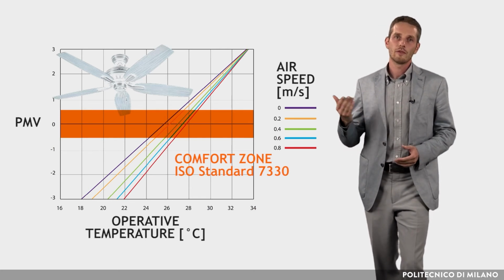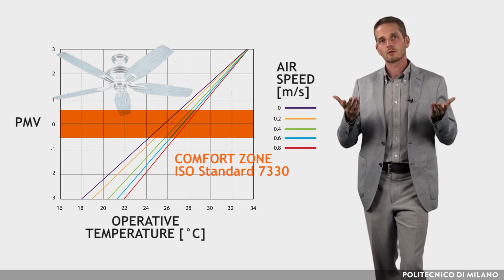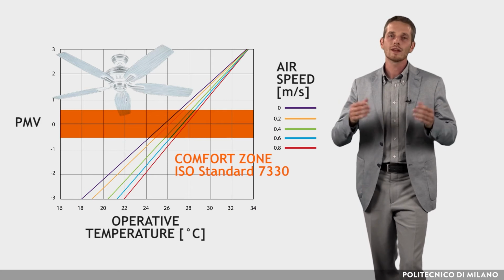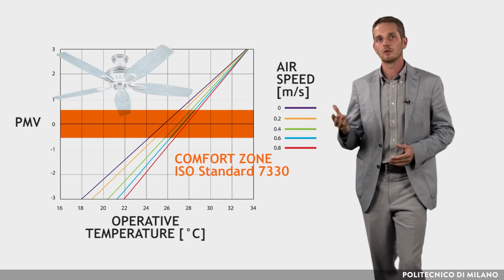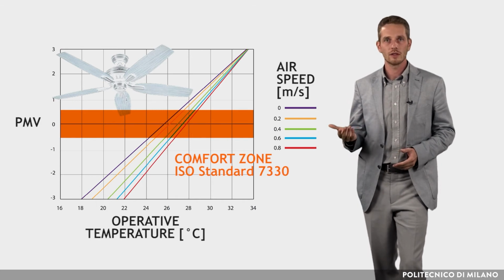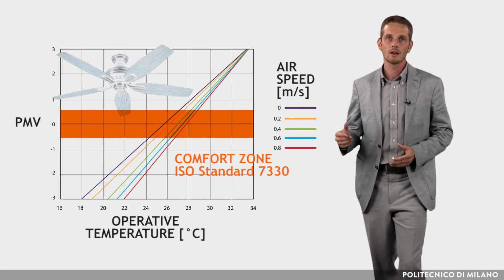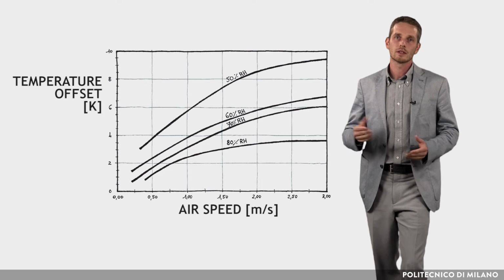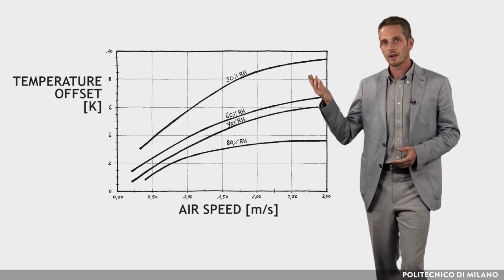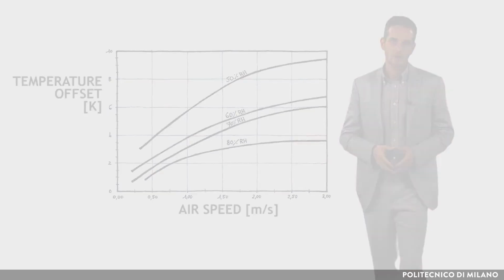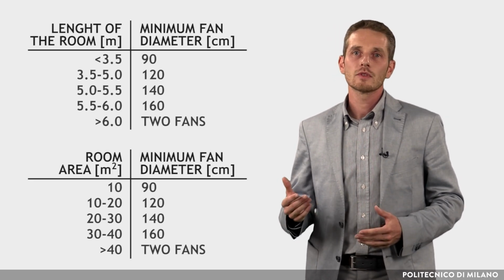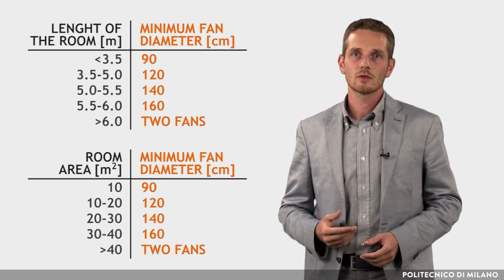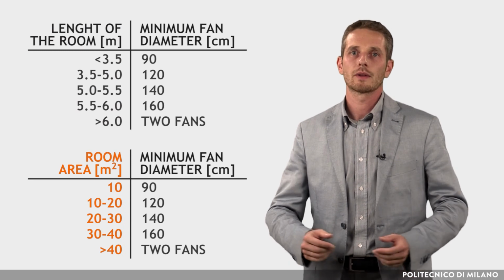The simultaneous use of fans and air conditioning allows the temperature of the thermostat to be raised to 28 Celsius degrees instead of the usual 26, allowing an energy saving in the order of 15 to 20% with the same comfort level. Ceiling fans are also very effective when natural ventilation is not available because of lack of wind or a weak stack effect. For this reason, they should be combined with natural ventilation strategies for best results. Some tables can be used to size ceiling fans considering the length of the room or its floor area.